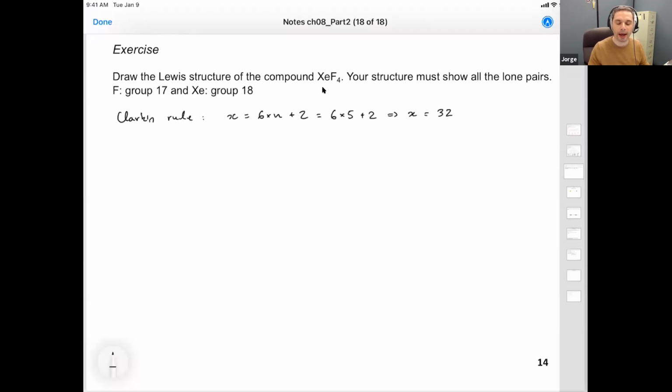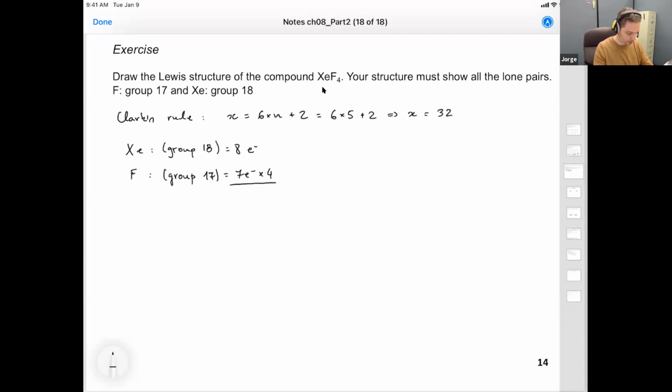And we are going to compare X with the total number of valence electrons for the compound. Xenon belongs to group 18. Therefore, it has 8 electrons in the valence shell. And fluorine belongs to group 17. Therefore, it has 7 electrons in the valence shell, but we have 4 fluorines in the structure.